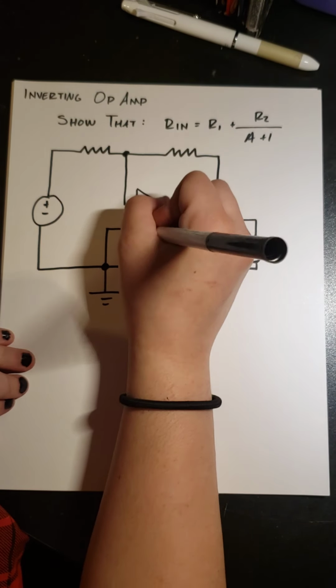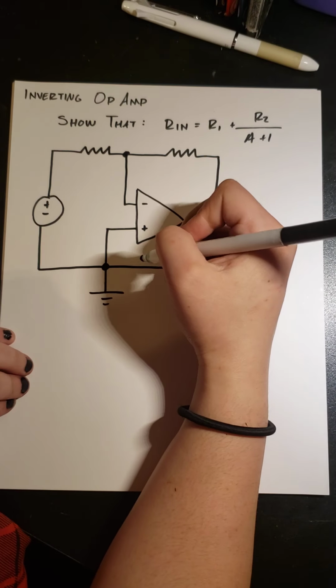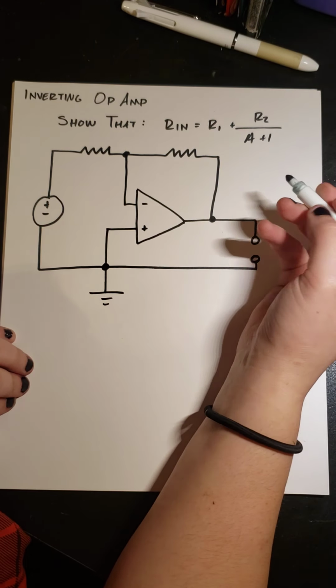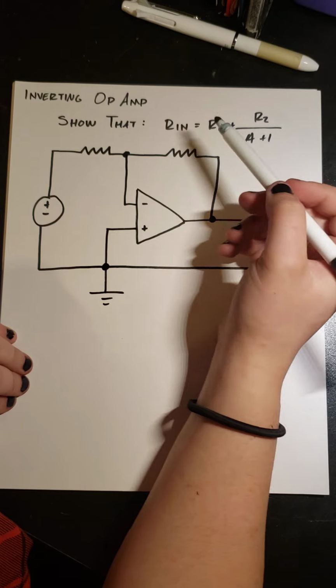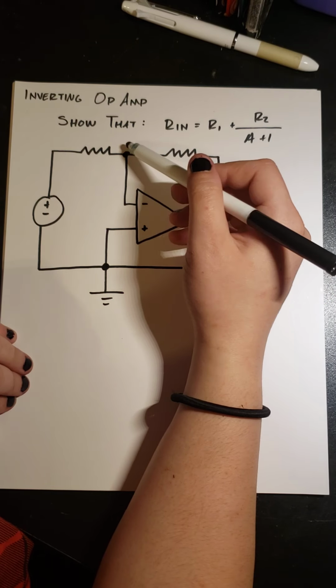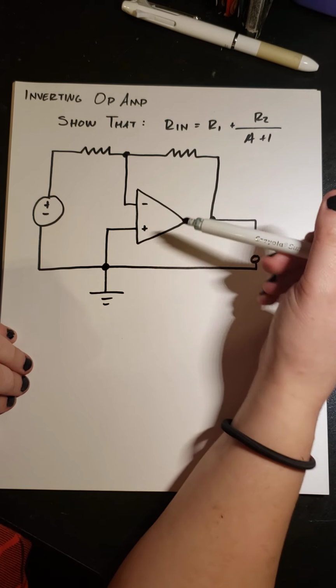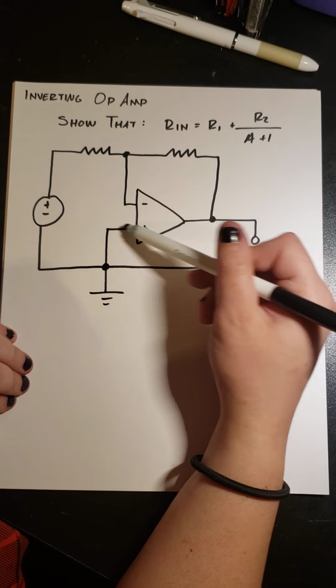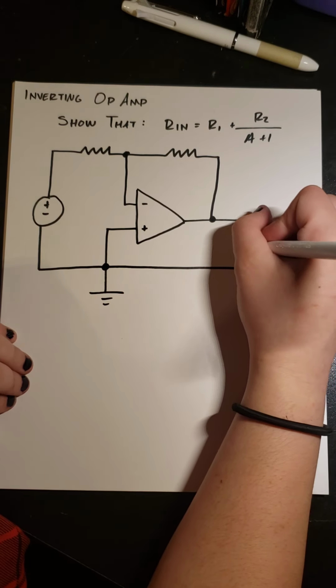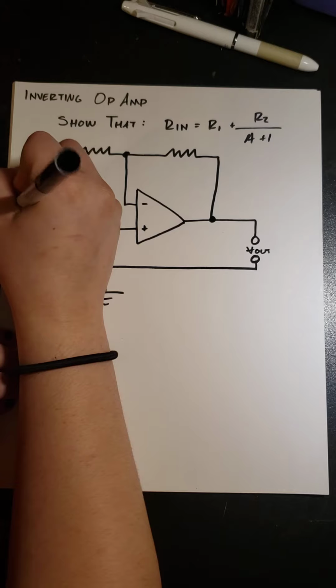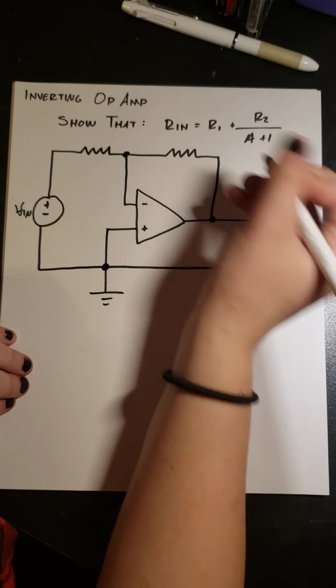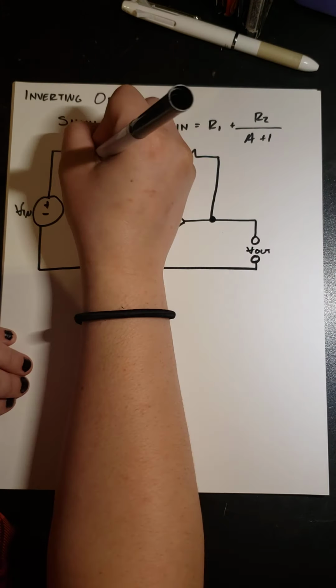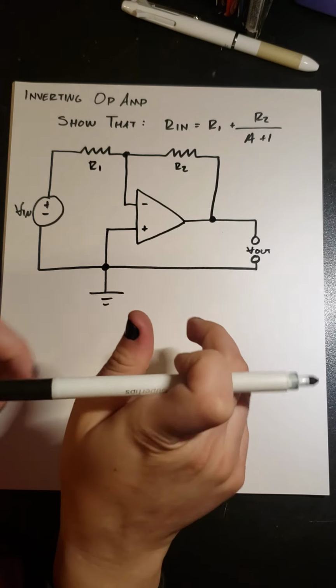So this is our negative terminal, this is our positive terminal. It is what makes this an inverting op amp: we have the voltage source coming to the negative terminal, and we have tied the positive terminal to ground. Okay, so this is V out, and this is V in. And this is R2, and this is R1.